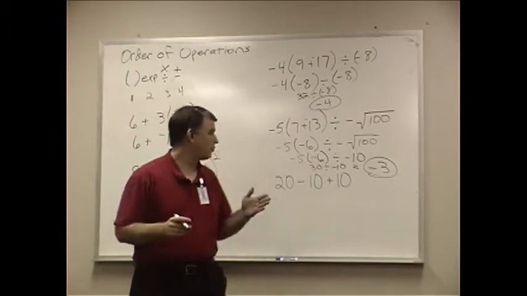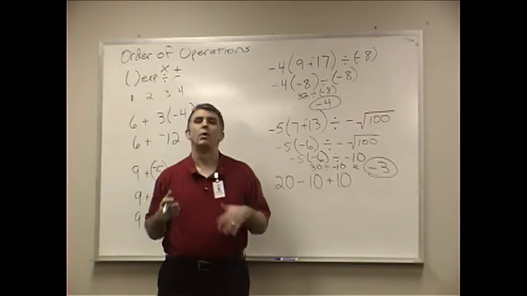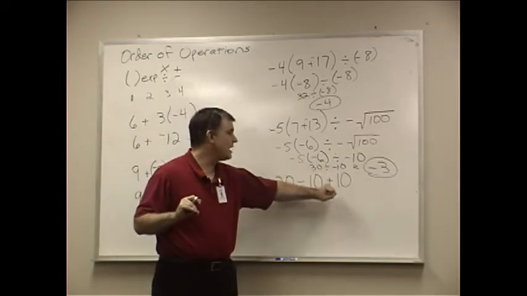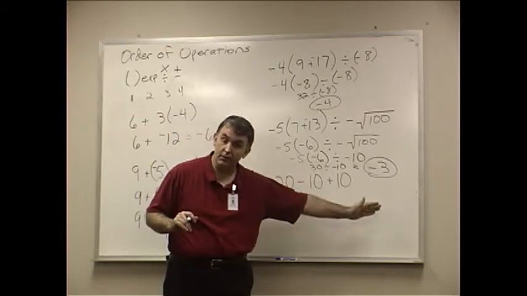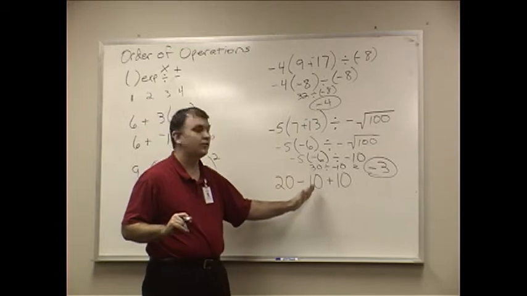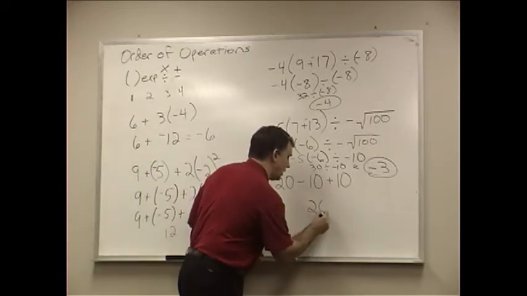Now, I put the last one on here. It's really like just adding and subtracting. Because there are some people that just believe that adding comes before subtracting. You do it left to right. So 20 minus 10 is 10, plus 10 is 20.